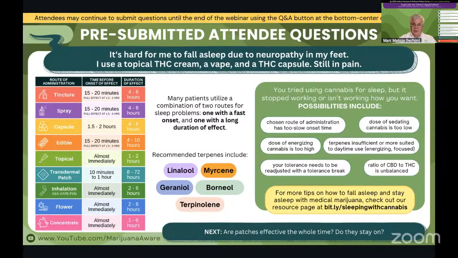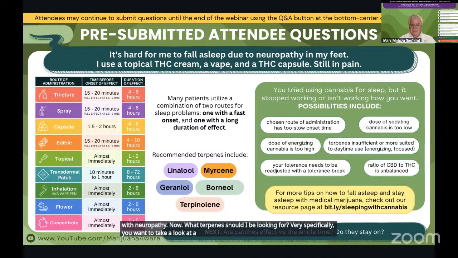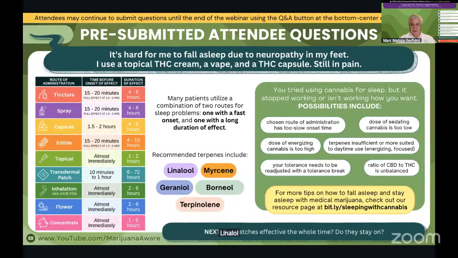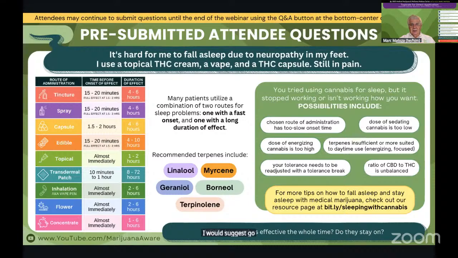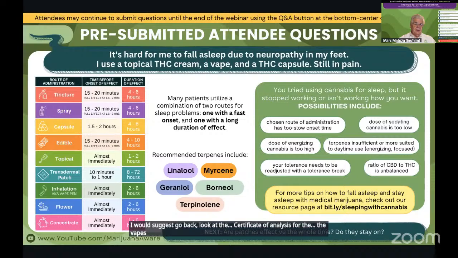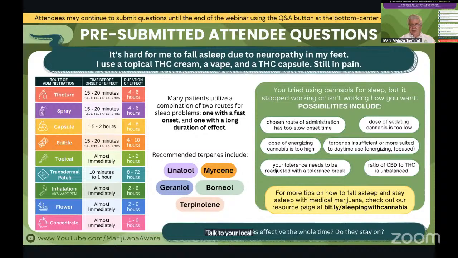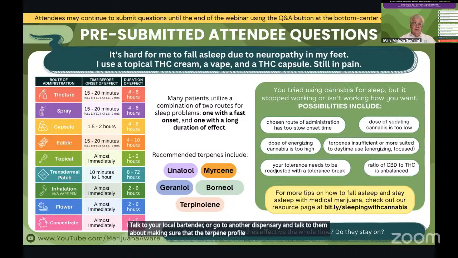Now, what terpenes should I be looking for? Very specifically, you want to take a look at terpenes like myrcene, linalool, terpinolene, which is great, borneol, and germacrene. These are terpenes that are known to help with the neuroprotective capability and known to focus on your neuropathy. I would suggest go back, look at the certificate of analysis for the cream, the vapes, and the capsules, and make sure that those particular terpenes are in the product. And if not, talk to your local budtender or go to another dispensary and talk to them about making sure that the terpene profile matches what you need to be able to address neuropathy.